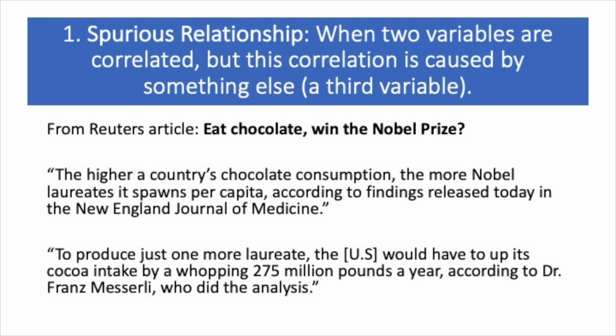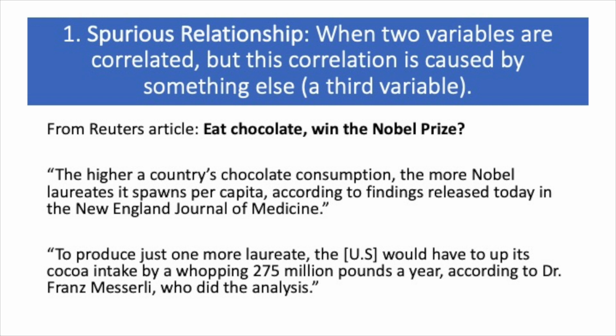So the first quote says, "The higher a country's chocolate consumption, the more Nobel laureates it spawns per capita." This is saying that there is a correlation, right? It's not making a causal inference here. It's just saying that there is a correlation between chocolate consumption and Nobel laureates. Now, the second sentence is a bit problematic.